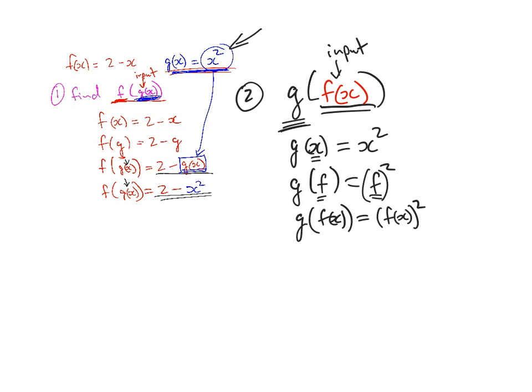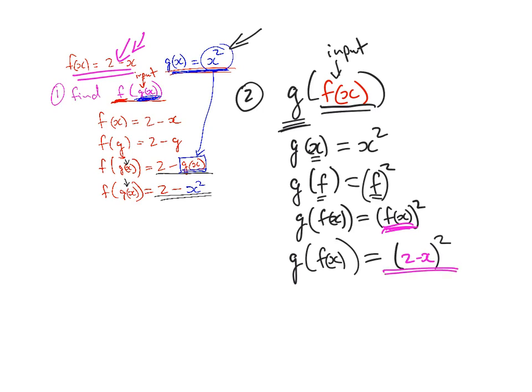And my last step is simply now to substitute what is f of x in terms of x. Well, I've got that up here. It's 2 minus x. So my answer for g of f of x, this composite function, is something squared. It's f of x squared, and f of x in terms of x up here is just 2 minus x. So it's 2 minus x squared. And at this stage, I've got a correct expression for what g of f of x is.